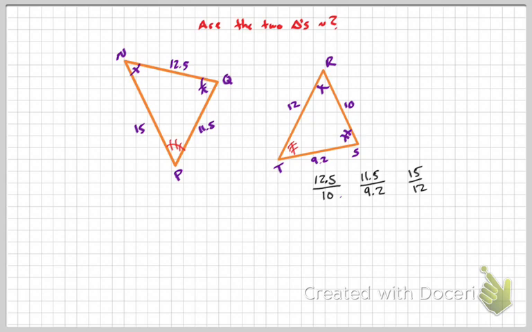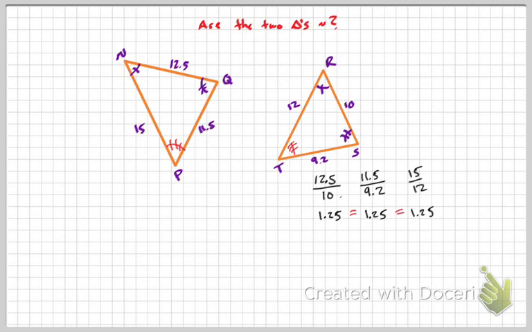Now there's decimal amounts in here, so you're definitely going to use a calculator when comparing these ratios. So all I would do in a calculator is do 12.5 divided by 10. It gets me 1.25. 11.5 divided by 9.2 gets me 1.25. 15 divided by 12, 1.25. So notice that all of those ratios came out to be the exact same thing.